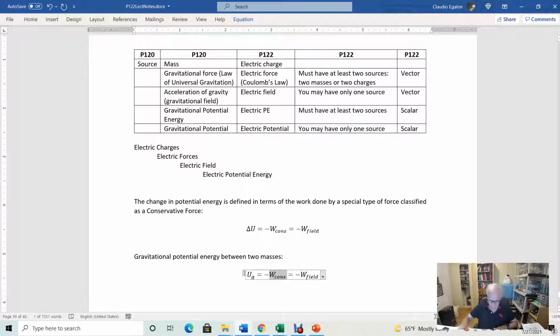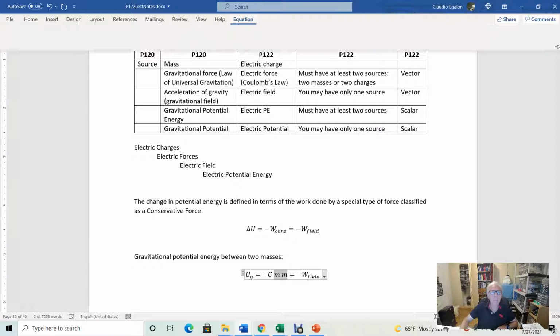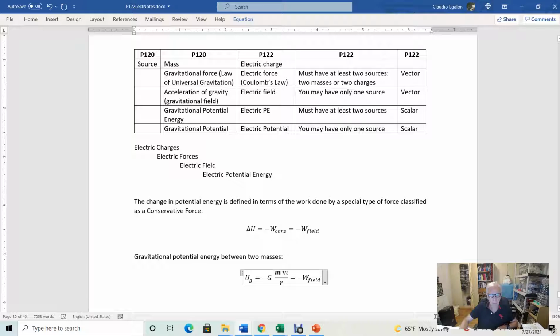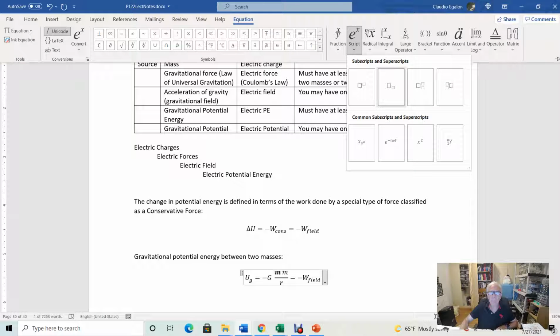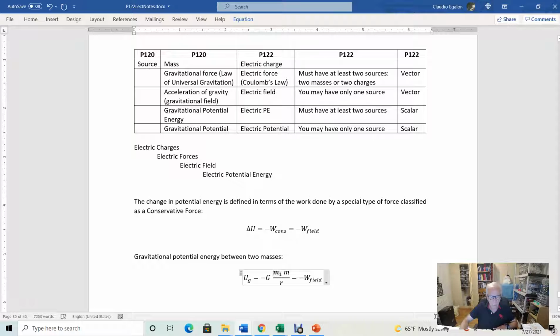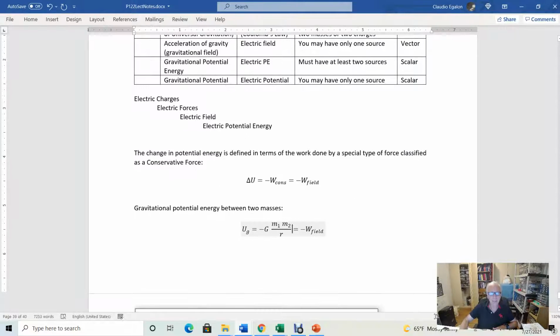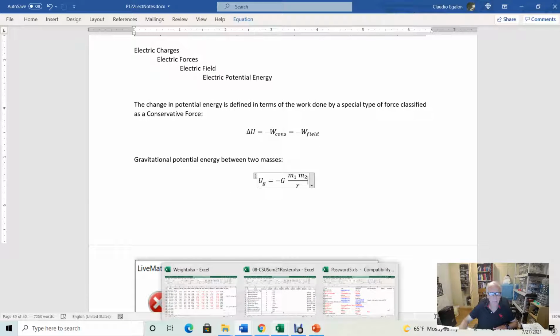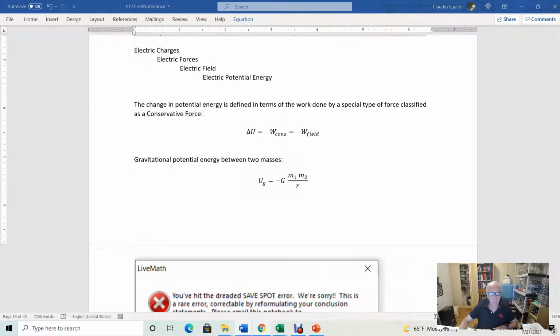And what's that? We've got a big G, we've got a M, we've got a M, and we have to divide by the distance between them. Source 1, source 2. That's going to be the potential energy between two masses. And we have a negative sign there.